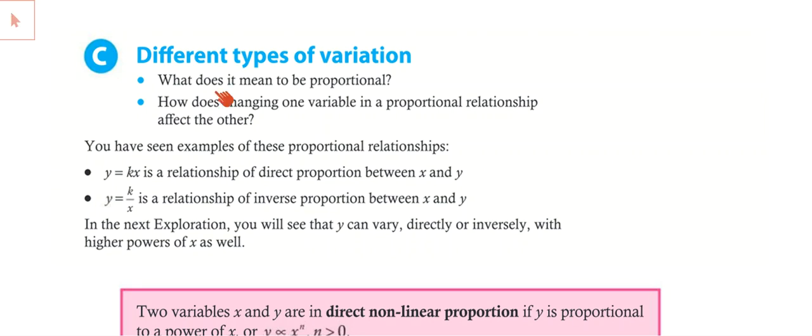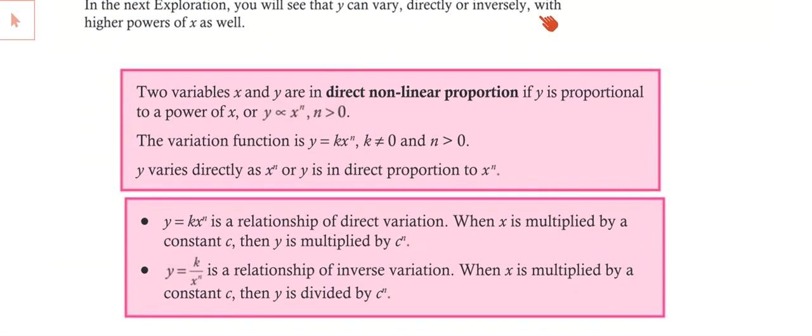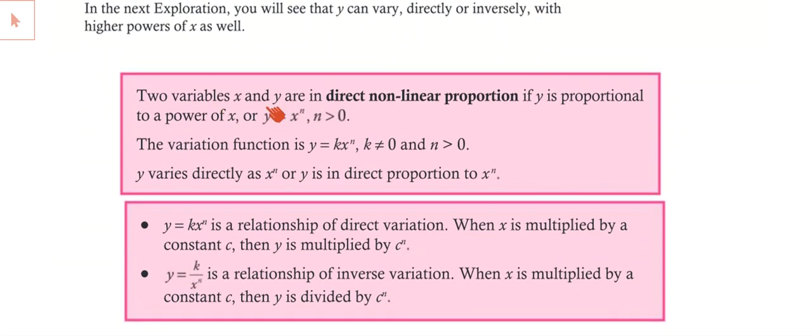Probably the easiest way around it. So, two variables, x and y, are in direct, non-linear proportion if y is proportional to a power of x rather than just x. Okay? The variation function is still just y equals k x to the power of n. So that doesn't change.